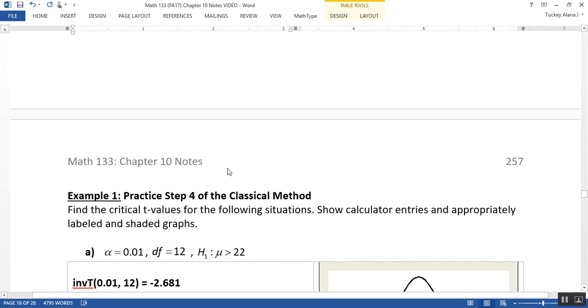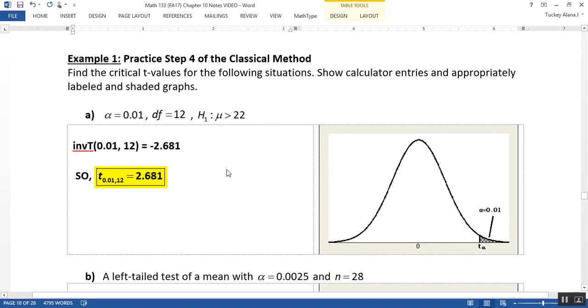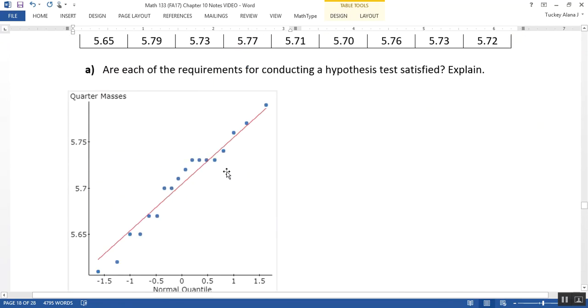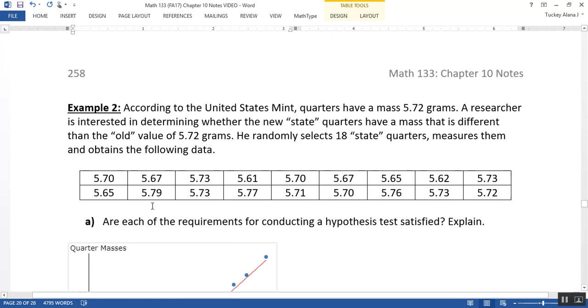So we're going to scooch past the critical value question, which we've already answered, and we're going to move on to one where we actually have to conduct a hypothesis test. According to the United States Mint, quarters have a mass of 5.72 grams. Researchers are interested in determining whether the new state quarters, which are not so new anymore, but they were new a while ago, have a mass that is different than the old value of 5.72 grams. He randomly selects 18 state quarters, measures them, and obtains the following data. One assumes these are the masses of those 18 different quarters.